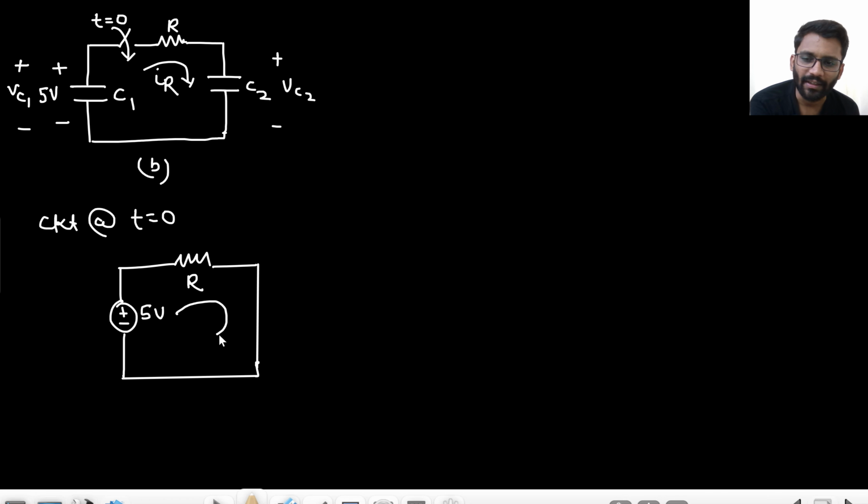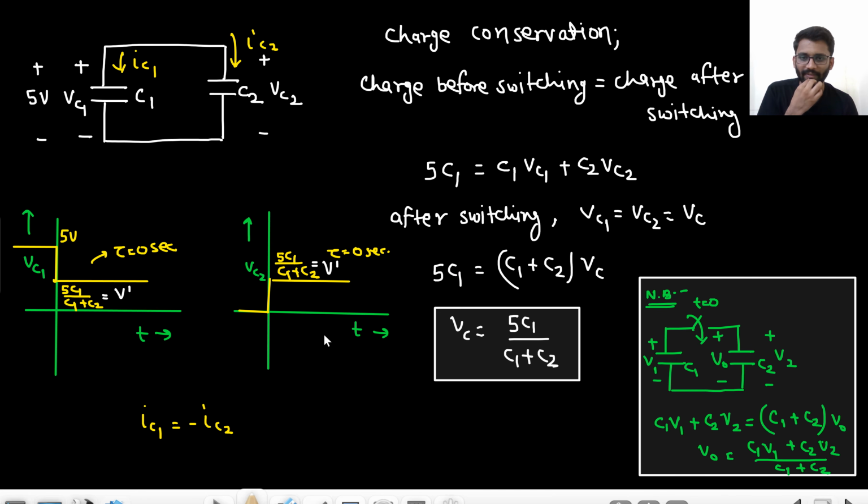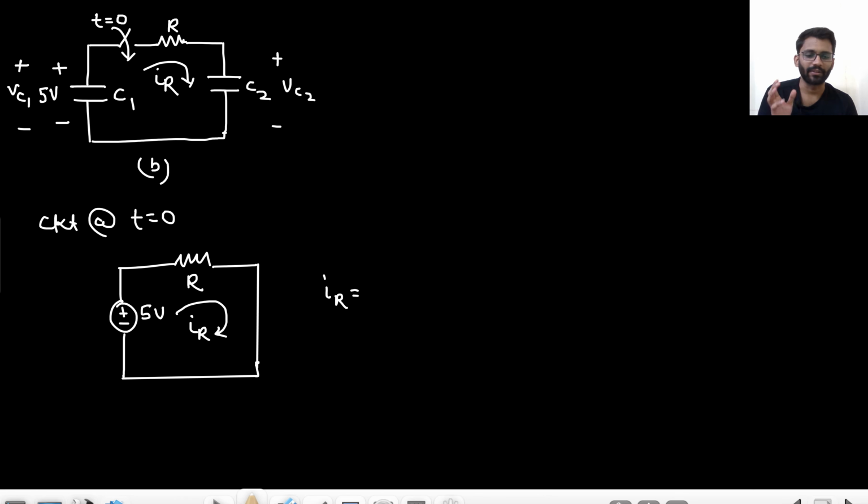So what will be the current IR, or IC, you can say IR. The same IR current is flowing through the capacitor, right? One thing here: what was the time constant? 0 seconds, we have told. So what is the current at t equals 0 plus? That is 5 by R ampere, not infinite current.